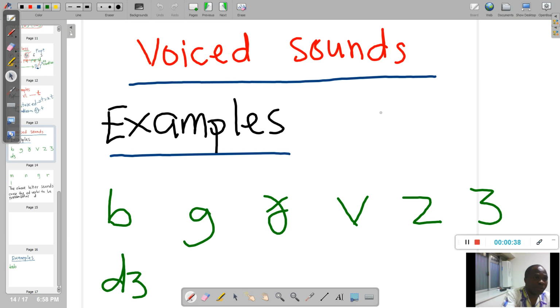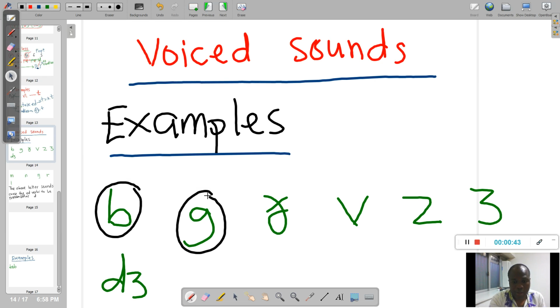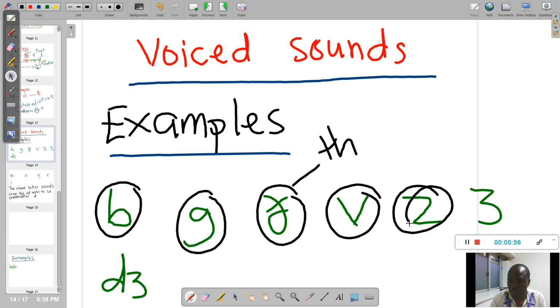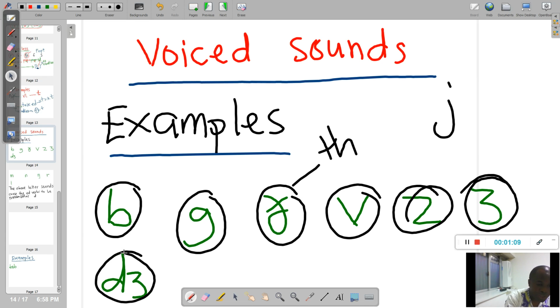We are looking at examples like b, g, and this one is z. That's the th sound, and this one is v, and this one is z, and this one is z, like television. And we have the last one, the j sound, like jam or jacket. So this is what we are going to look at today.